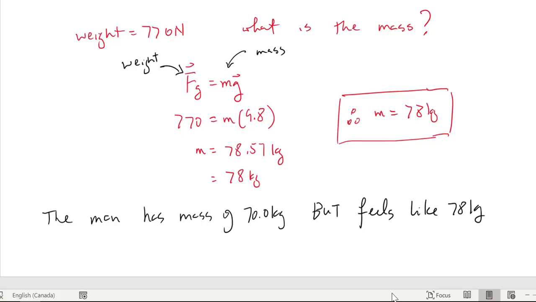In case you're wondering, 70 kilograms is 154 pounds, if you're used to using pounds, but 78 is 172 pounds. So he weighs about 18 pounds heavier. All right, that's what it is, just by going up on this elevator. He feels like he weighs 18 pounds heavier. He isn't actually 18 pounds heavier. Okay, you don't just gain weight by going up an elevator. Well, you do, but you don't gain mass. All right, so that's the end of this lesson, and I'll see you guys at our next video.